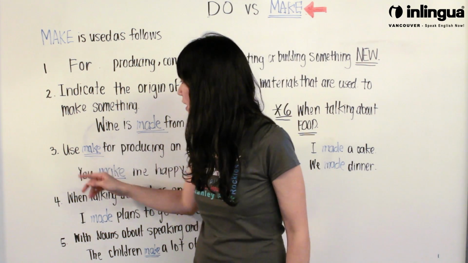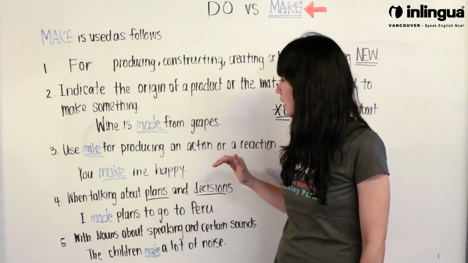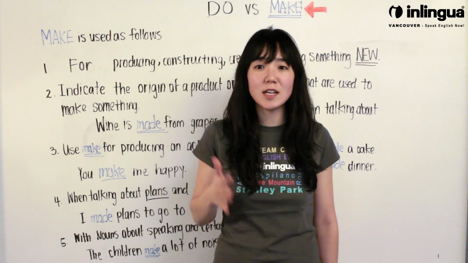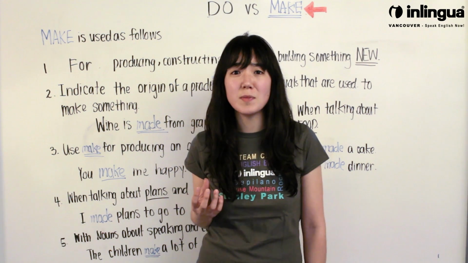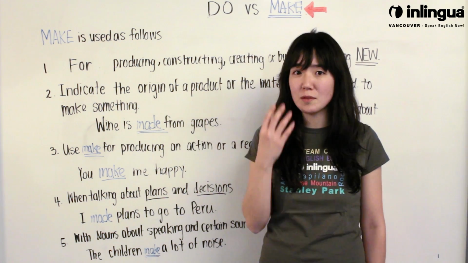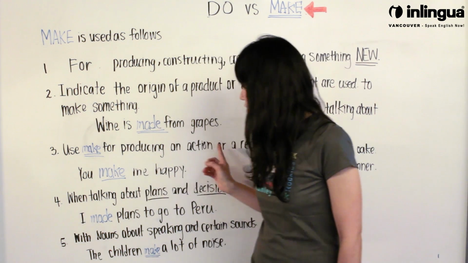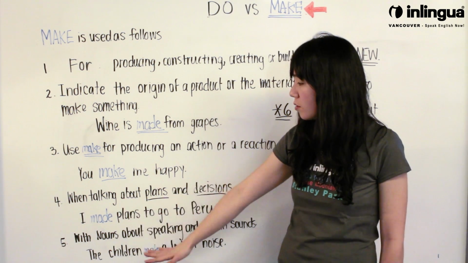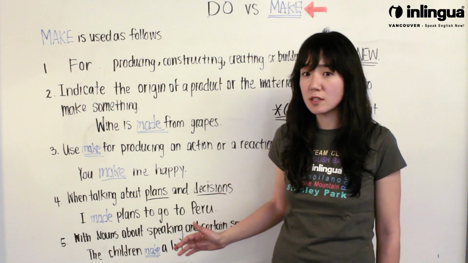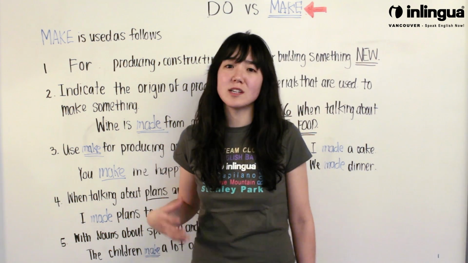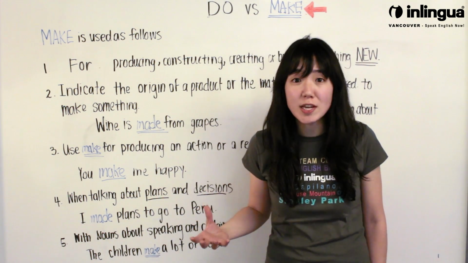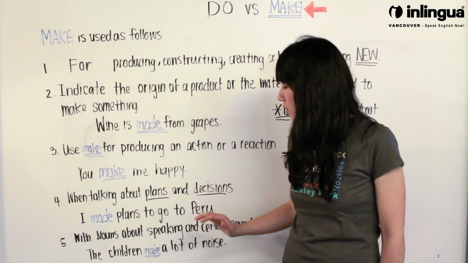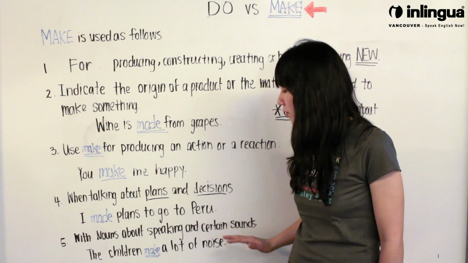Then there is 3. Use make for producing an action or a reaction. Again, the onions. When you cut onions, when you chop onions, what do they make you do? They make you cry, right? Or they make you tear. That is a reaction. And also, number 4, when talking about plans and decisions. You make dinner arrangements. You make reservations at a restaurant. And 5 is with nouns when you're talking about speaking and certain sounds.